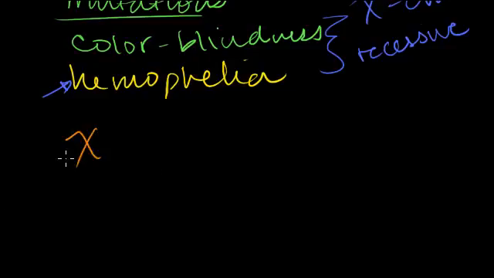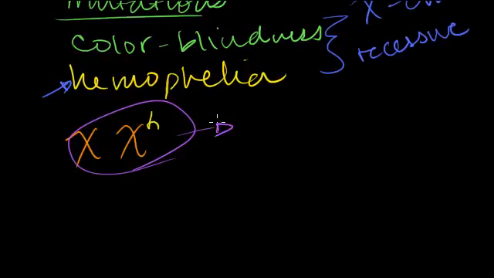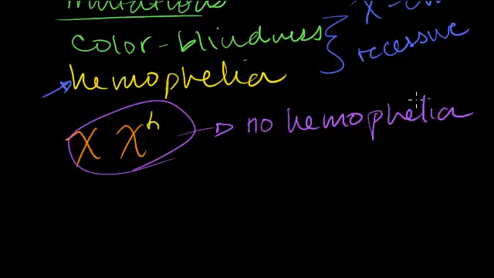She has one regular X chromosome, and then she has one X chromosome that has the, I'll put a little superscript there for hemophilia. She has the hemophilia A mutation. She's just going to be a carrier. Her phenotype right here is going to be no hemophilia. She'll have no problem clotting her blood.